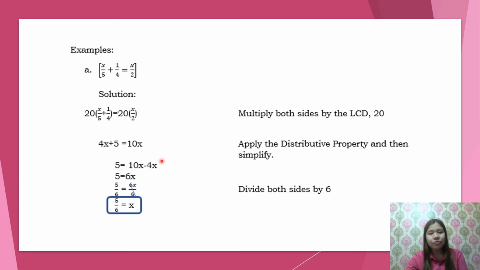So, we have to transpose 4x to the other side. From positive, it will become negative. So, 5 equals 10x minus 4x. 10x minus 4x is 6x. And then, divide both sides by 6. This will cancel because it becomes 1, so x is left. And this one is 5 over 6. So, the value of x is 5 over 6. The x can also be on the other side, and the value of x on the other side.